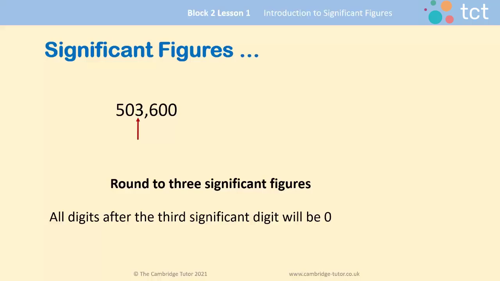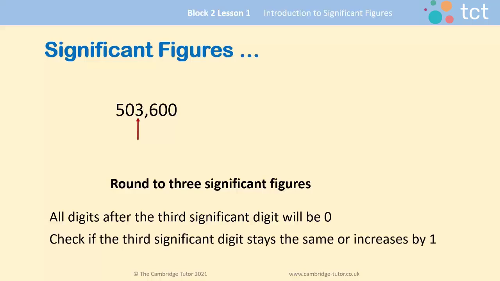Before we change that to 3 significant figures, just check that fourth digit. That's a 6, which means we need to round up. So that 503,000 will become 504,000, rounded to 3 significant figures.